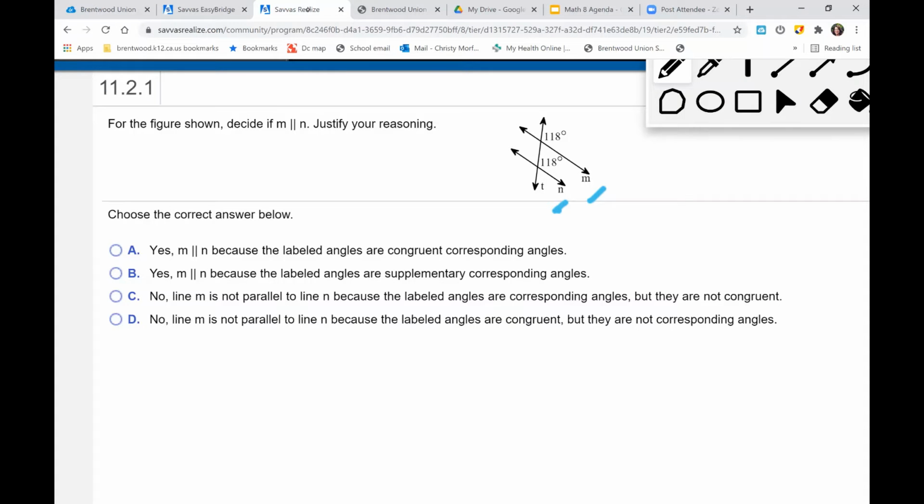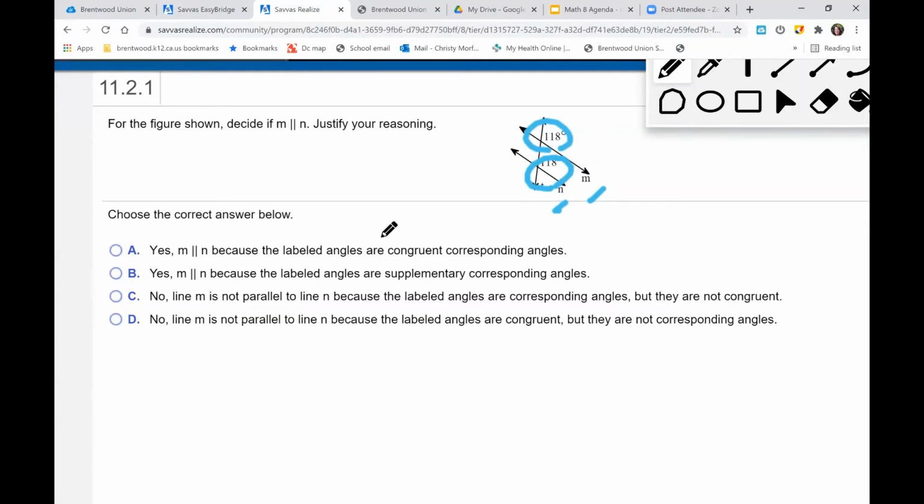So if you look at this picture, there's a 118 and a 118. Guess what? Those are the same numbers. They are congruent. I'm just going to check to see what kind of angles they are because the description says something else. If you look at M, 118 is on the top of it. If you look at N, 118 is also on the top of it. And they're both on the right side of that transversal. So they're in the same spot, which means they're corresponding. So because they are congruent, meaning they have the same exact number there as the measurement, you would pick yes.